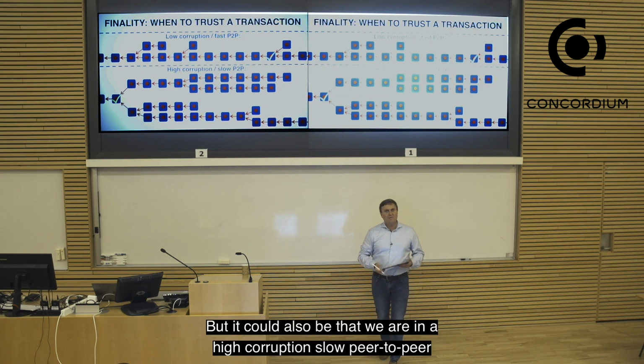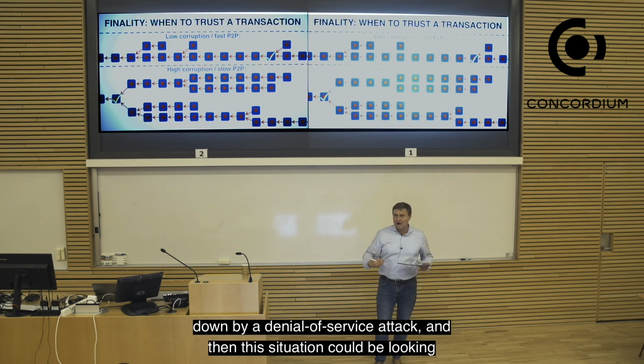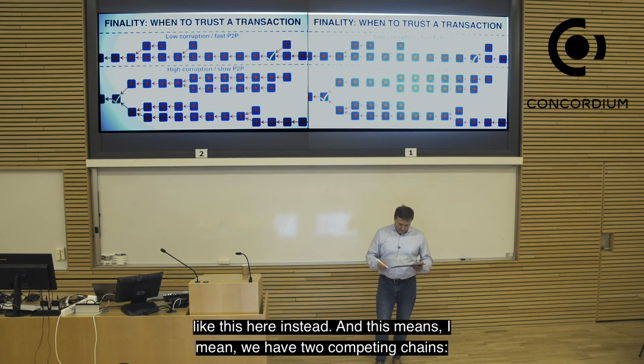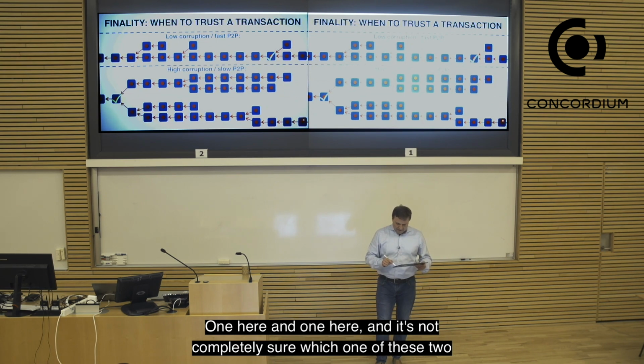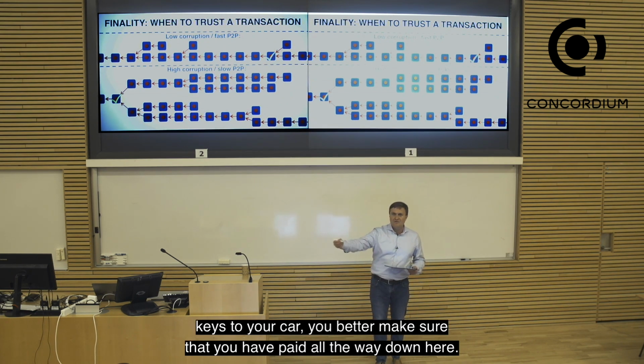But that could also be that we are in a high corruption, slow peer-to-peer network setting because, for example, the peer-to-peer network is being slowed down by a denial of service attack. And then the situation could be looking like this here instead. And this means we have 2 competing chains, one here and one here. And it's not completely sure which one of these 2 is going to win in the end. That means if you're going to hand out the keys to your car, you better make sure that you're paid all the way down here.